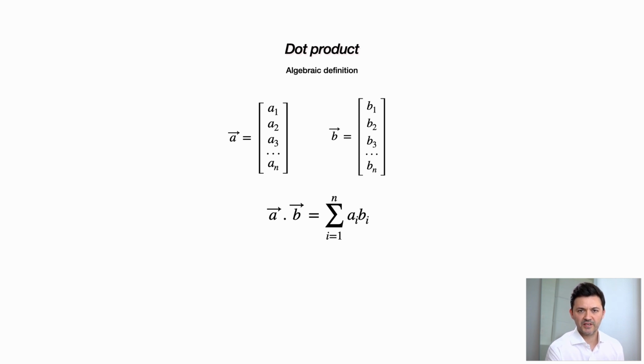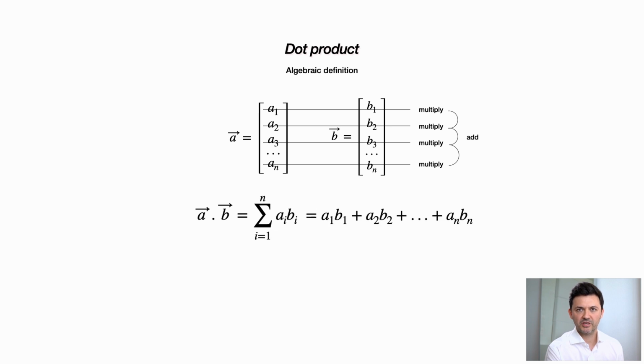This formula might look scary to you, but it is actually much easier than to compute the dot product by looking at the geometrical picture. The only thing we need to do is multiply the respective components, for example, A1 times B1, A2 times B2. We multiply all of them and simply add these products. So that product will actually be A1 times B1 plus A2 times B2 plus all the way up to AN times BN.